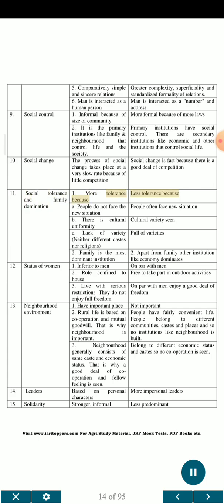1. Rural: more tolerance; urban: less tolerance. A. In rural areas, people do not face new situations; in urban areas, people often face new situations. B. Rural areas have cultural uniformity; urban areas have cultural variety. C. Rural areas lack variety, with neither different castes nor religions; urban areas are full of varieties. 2. In rural areas, family is the most dominant institution. In urban areas, apart from family, other institutions like the economy dominate.